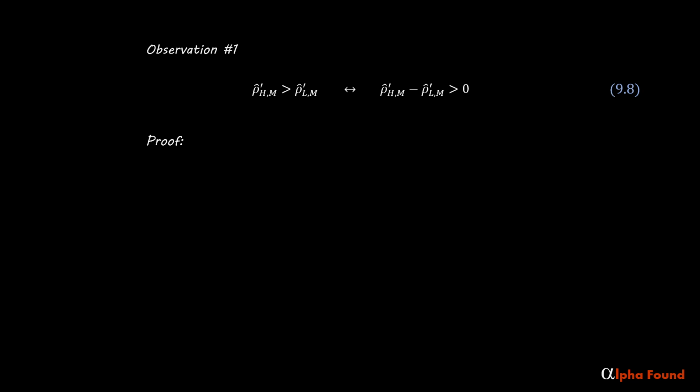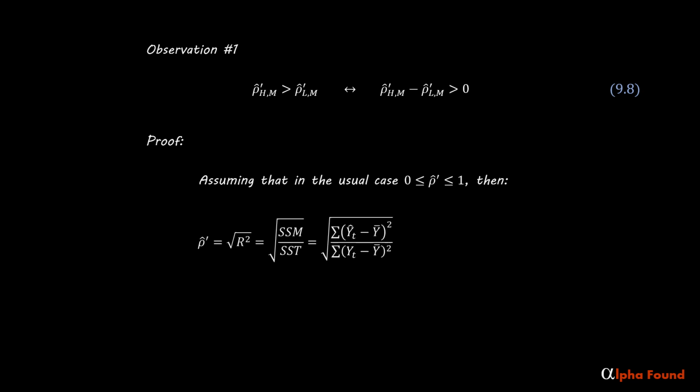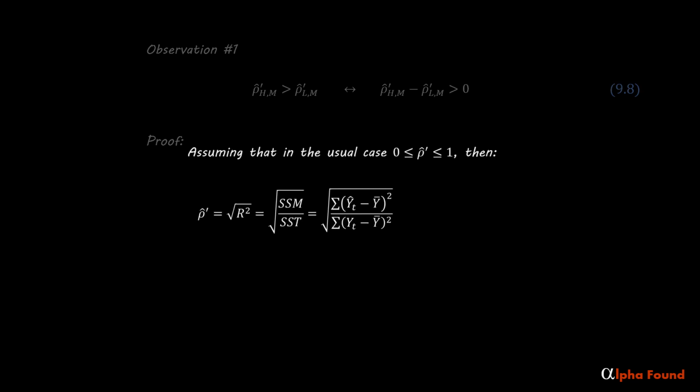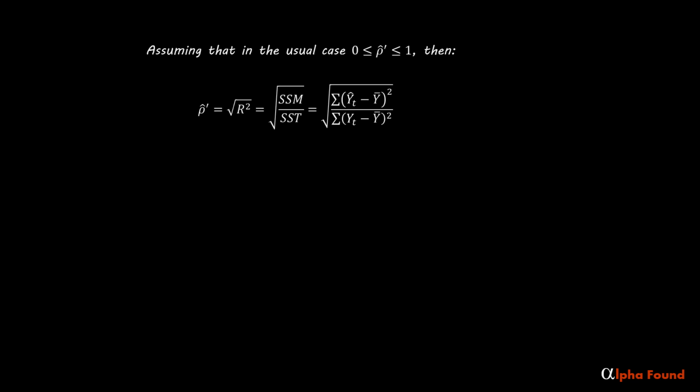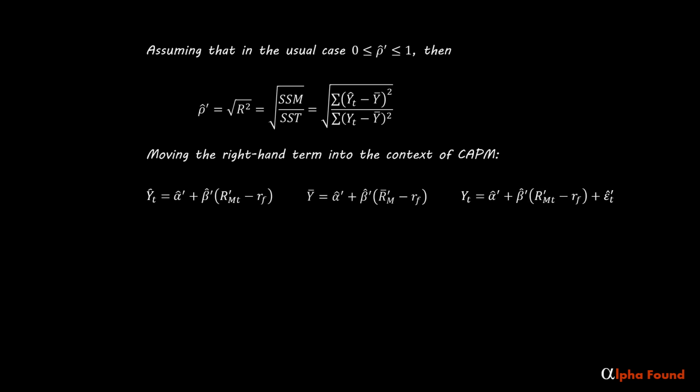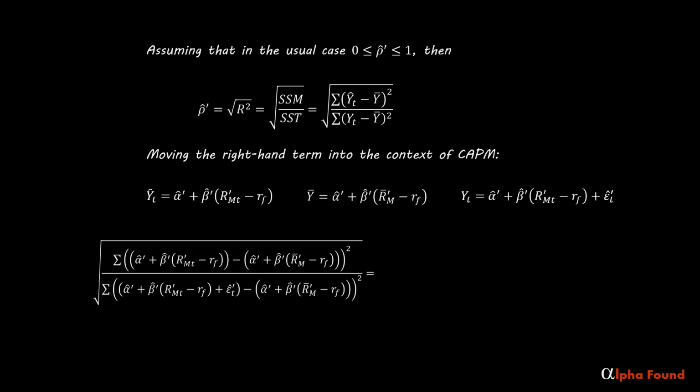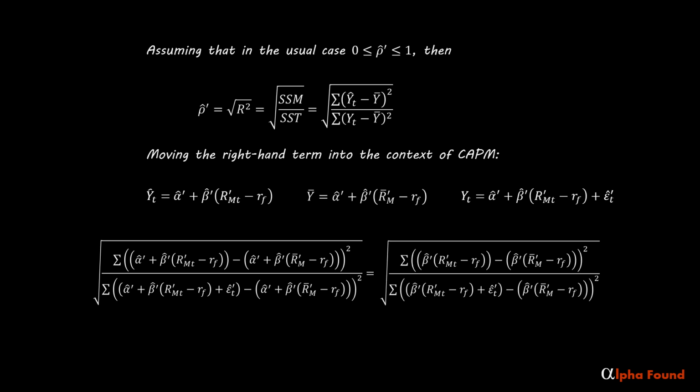Let me prove this. Assuming that in the usual case, correlation is between 0 and 1, then from any textbook on elementary statistics, correlation is equal to the square root of r squared, which equals the square root of SSM over SST. Moving the right-hand term into the context of CAPM with these substitutions gives this messy term on the left. The alpha terms on the left-hand side cancel and so do not appear on the right-hand side.